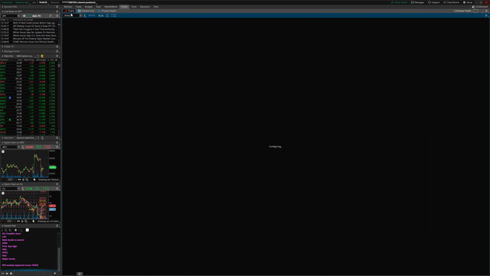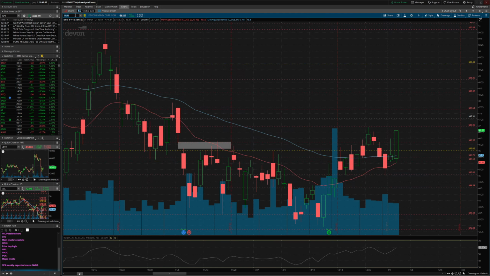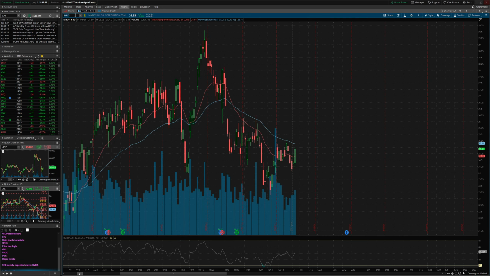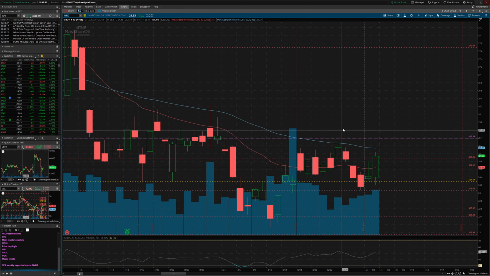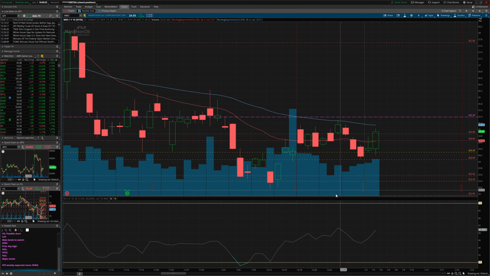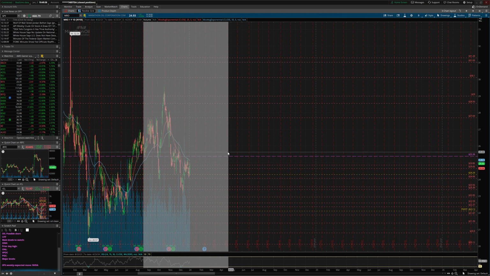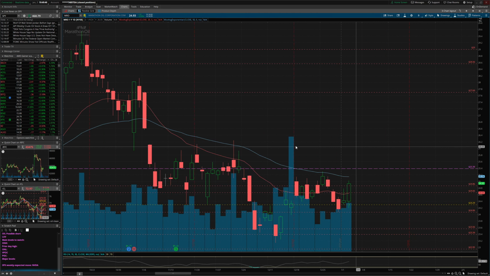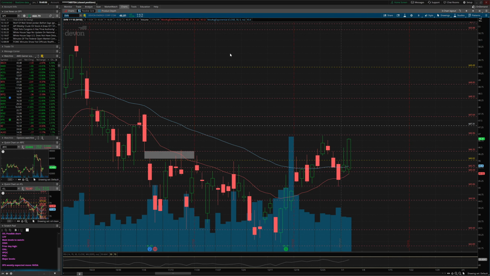DVN. What's another one? MRO. No, like this one. You have to pick and choose your energy names. Yeah, they're energy, they're oil. They might move together, they might be great together, but MRO doesn't have the same patterns that I like on DVN or Oxy or XOM.